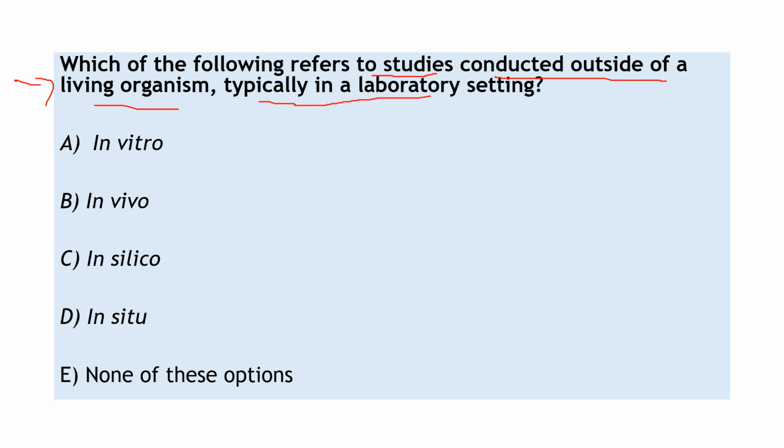in a laboratory setting? So here, studies that are conducted outside of a living organism, and that are generally happening in, and here it is very important, a lab. So these two things are laboratory and conducted outside. Those are the key things. I want you to think which one of these it will be: what is in situ, what is in silico, what is in vivo, what is in vitro.